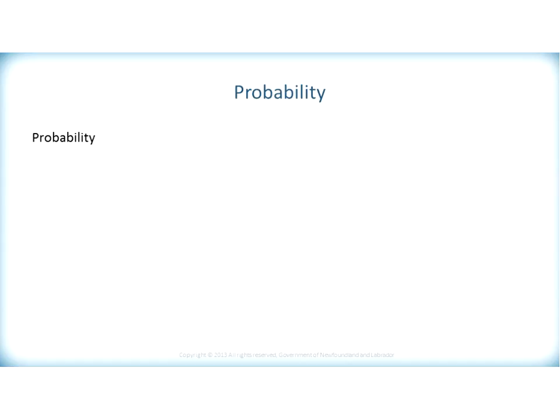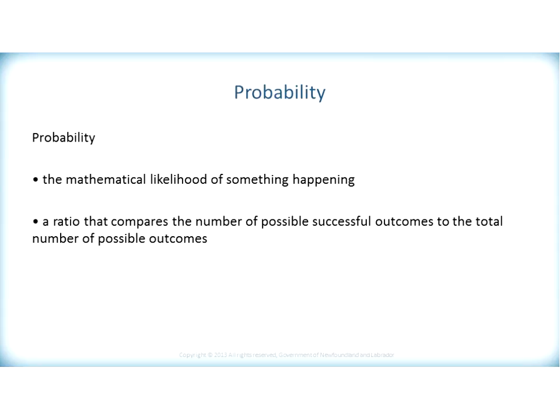So what is probability? Probability is the mathematical likelihood of something happening. It's a ratio that compares the number of possible successful outcomes to the total number of possible outcomes. In other words, if we want a certain event to happen, we look at how many chances we have of that event happening versus how many possible events there are in total. So we'll look at a couple of examples. And it can be represented as a fraction, a decimal, or a percent, or of course in words.